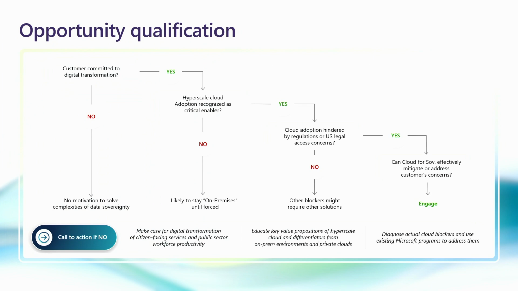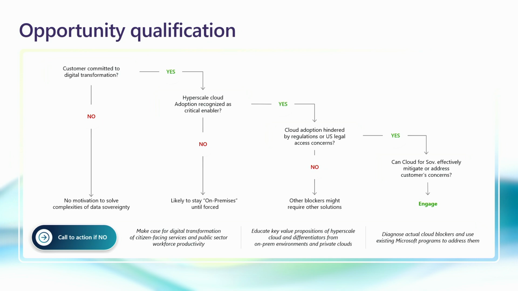Here's the chart that we use internally, and I thought it's good that I share how we basically qualify opportunities. First is the customer. Are they committed to digital transformation? Are they committed and do they have a desire to adopt the hyperscale cloud? Next level, if they are, is cloud adoption blocked by regulations? Is it too complicated for them to understand if they can be in the cloud and be compliant, or, for example, blocked by US concerns or US legal concerns? If this is yes, can Cloud for Sovereignty features address that requirement?